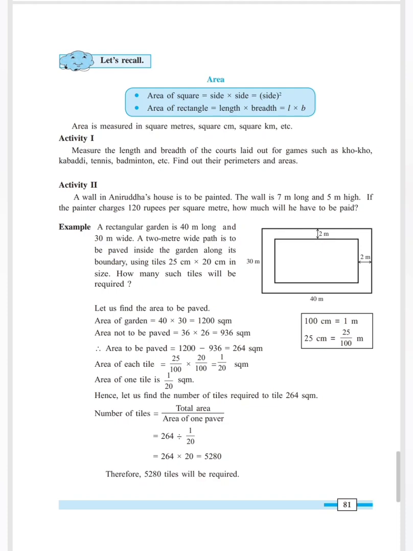Okay, now after we get the area to be paved, then find the number of tiles with the formula: number of tiles is equal to total area upon area of one paver. Answer will be 5280 tiles. This was regarding the first example. Clear? Let us now discuss another example from the textbook, page number 82.